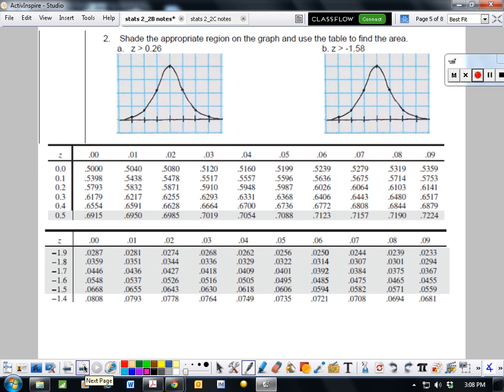Okay, so now we're going to look at a z greater than 0.26. So we're going to label, and I'm going to find 0.26, probably right about here, and I want it to be greater than. Now keep in mind that my table doesn't do greater than, my table only does less than. So if I really want to calculate this, I have to do 1 minus the part that I'm missing.